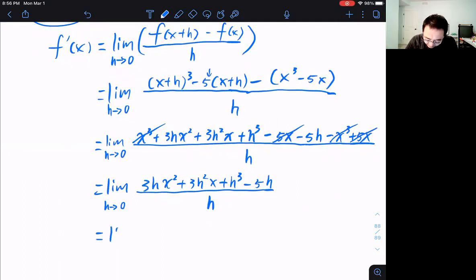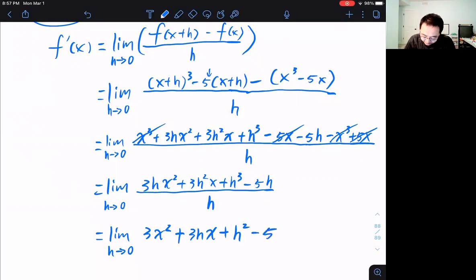So this becomes the limit as h approaches 0 for 3x squared, because h in the denominator canceled the h in the 3hx squared. So it becomes just 3x squared. Then the next term becomes 3hx, because again, originally you had h squared and then you cancel one out, plus h squared, okay, same reason, minus 5, okay? And that is what your original limit has become.